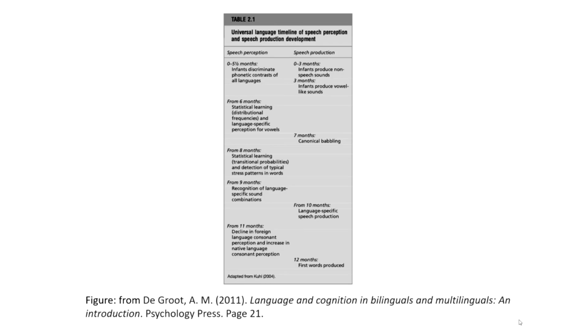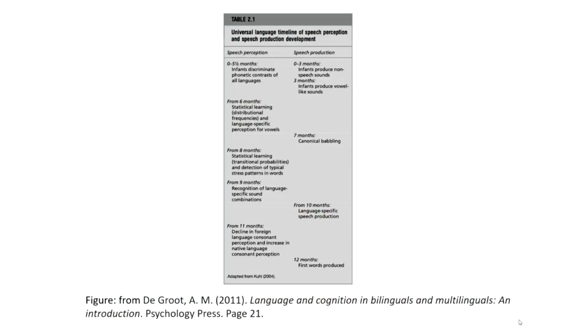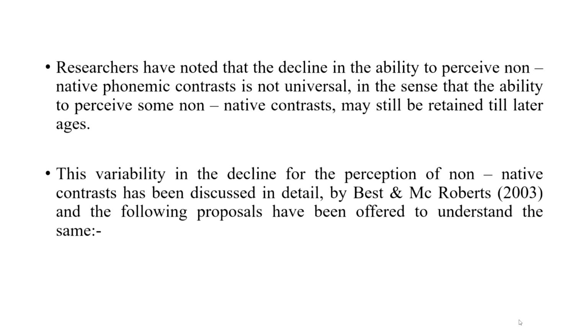Around 9 months of age they start recognizing language-specific sound combinations. This ability, called the phonotactic ability, is also very fundamental to children's perception of speech, and it eventually becomes one of the fundamental building blocks of how they pick up words and attach meanings to words and so on. We will talk about some of these issues in future lectures of this week.